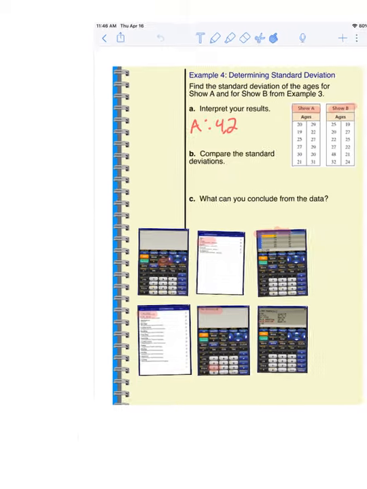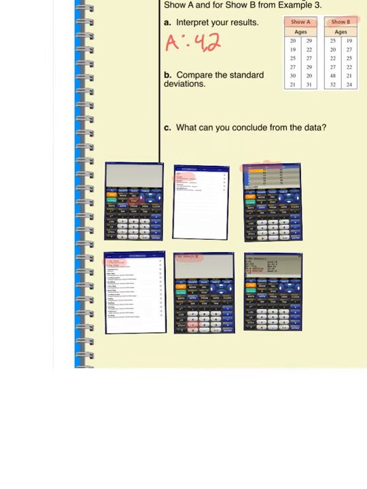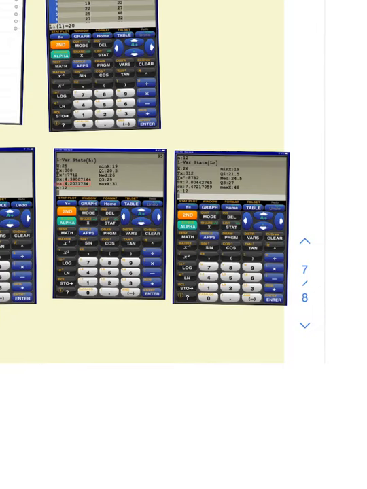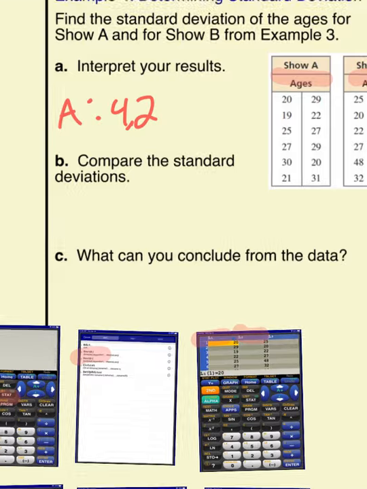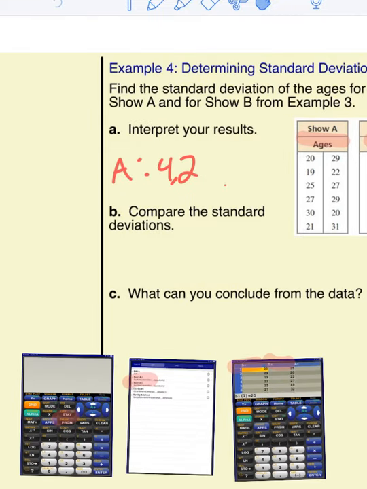Follow the same steps for show B, and you will be brought to this screen where you can tell that the standard deviation is 7.4. So we're going to go back up here and say show B is 7.4.